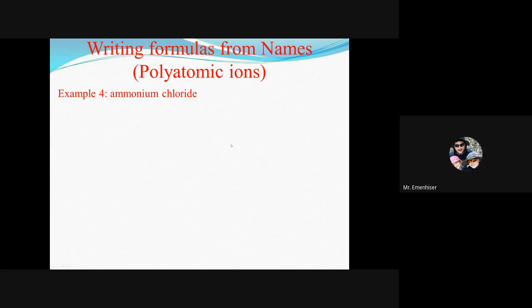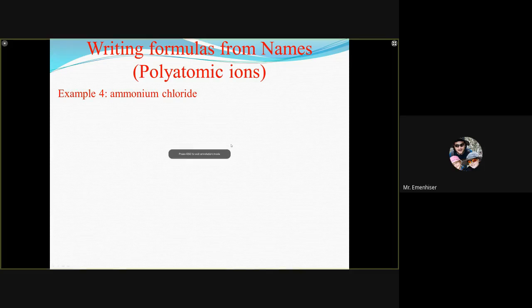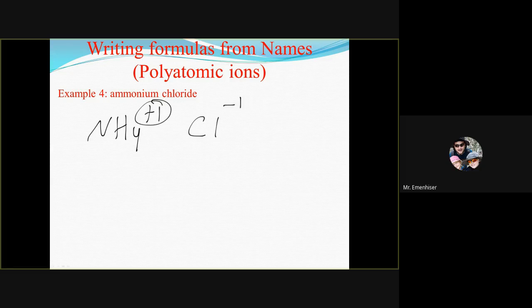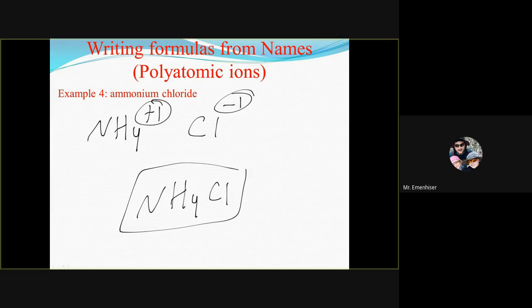Ammonium chloride. Ammonium is NH4 with a +1, and chlorine, or chloride, is a -1. Same charge, just put them together. Again, don't assume that it's 1-to-1 unless you've checked it. You have to check the charges of these guys.